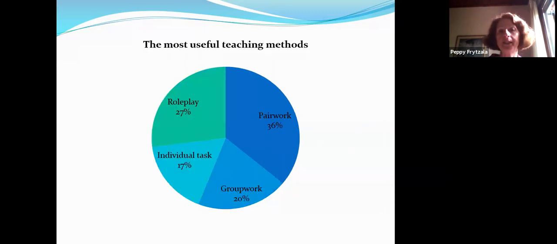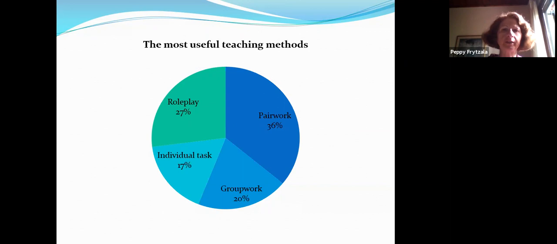Now, what do they like in the classroom? So what are the most useful teaching methods for them? As you can see, they like work followed by role play, especially in ESP contexts. Role play, they love it. And of course, group work. Okay, individual tasks, it's down to 17%.